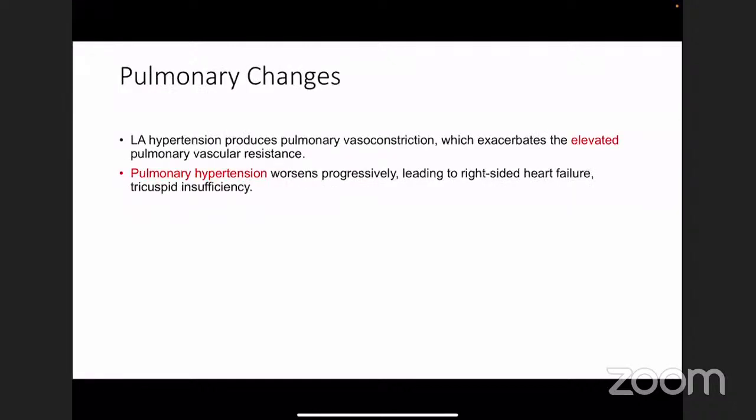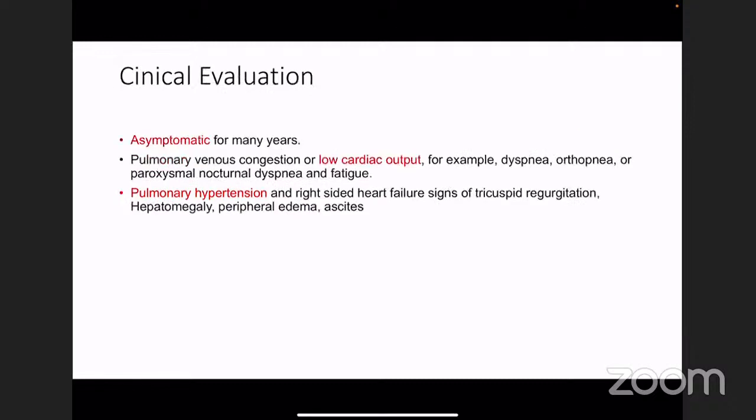Pulmonary changes: LA hypertension produces pulmonary vasoconstriction, which exacerbates the elevated pulmonary vascular resistance. Pulmonary hypertension progressively worsens, leading to right side heart failure and tricuspid insufficiency.